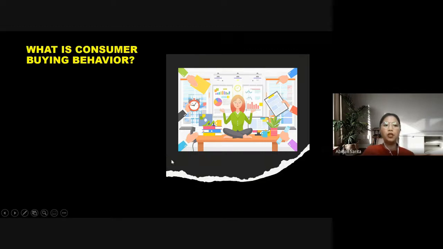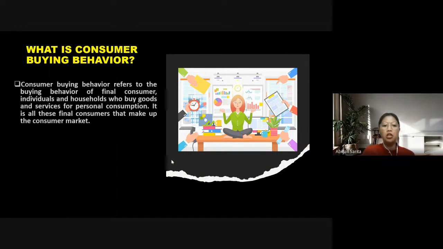Okay, first is what is consumer buying behavior. When we say consumer buying behavior, it refers to the buying behavior of final consumers, individuals and households who buy goods and services for personal consumption. It is all these final consumers that make up the consumer market. So when we say consumer buying behavior, class, as mentioned earlier, these are your preferences or your attitudes towards buying or availing products and services in the market or in a business.